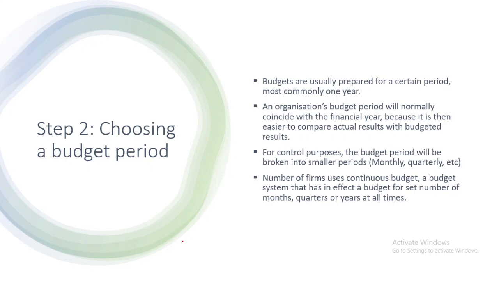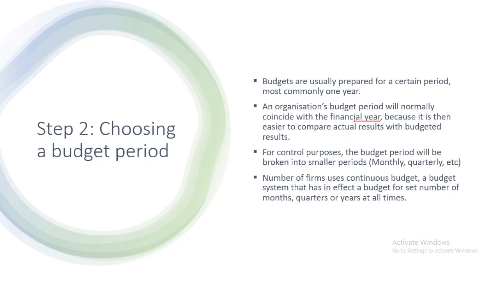So choosing a budget period depends on the financial strength of the company. Companies that know they have enough financial strength normally prepare their budget on a quarterly basis, because they know that their capital can be utilized over a period of 3 or 4 months.